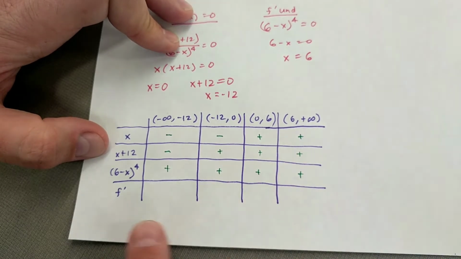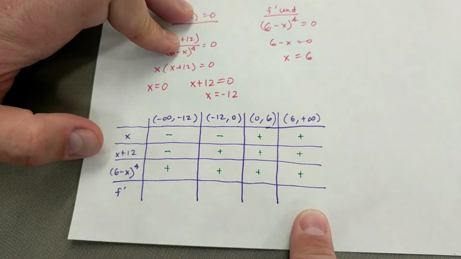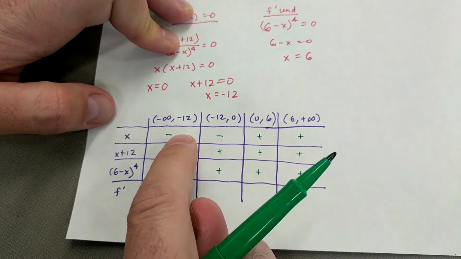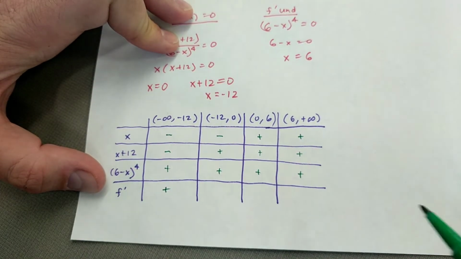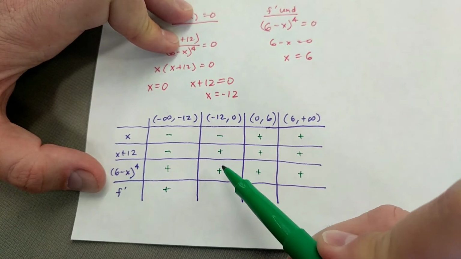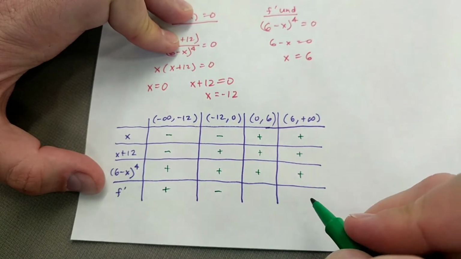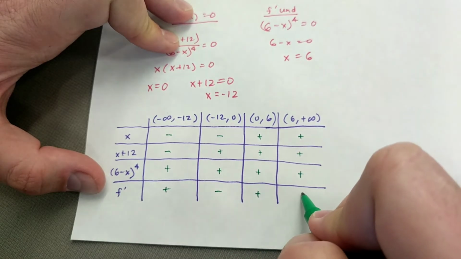Okay, so now it tells me the overall sign for f prime. Here we got a negative times a negative divided by a positive. That's positive. Negative times positive, that'll be negative. All positives are positive.